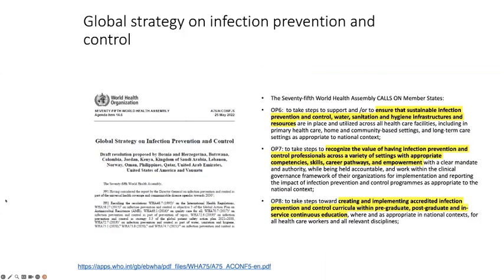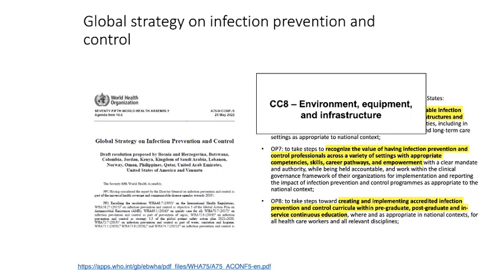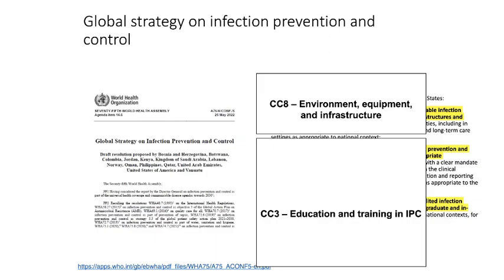And so in this context, I just wanted to mention that there are components that are highly relevant to this discussion in this global strategy. So I've highlighted in yellow. One is that it's important to have steps to ensure that sustainable IPC, water, sanitation, and hygiene infrastructures and resources are in place. Then it's also important to recognise the value of having IPC professionals across a variety of settings with appropriate competence, skills, career pathways, and empowerment. And then lastly, to create and implement accredited infection prevention and control curricula within pre-graduate, postgraduate, and in-service continuous education. I think this is in all disciplines where it's appropriate, which is why this initiative is also important. So also, the component core capacity 8 is about environment, equipment and infrastructure. The next ones are all about education and training in IPC.